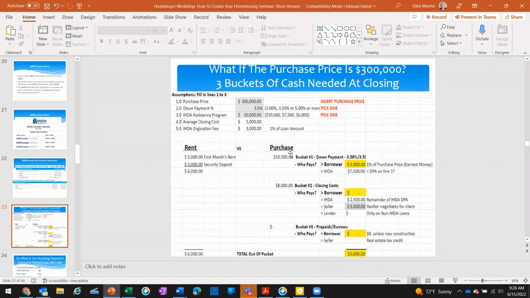Well, there are 3 buckets of cash, and I want you guys to walk away from today understanding. I talk in buckets because I think it's easy for me to talk about, easy for you to talk about, and easy for a potential buyer to understand how much cash I need to accumulate. Bucket number 1 is down payment. Bucket number 2 is closing costs. And bucket number 3 is prepaids or escrow. So let's go back up to down payment.